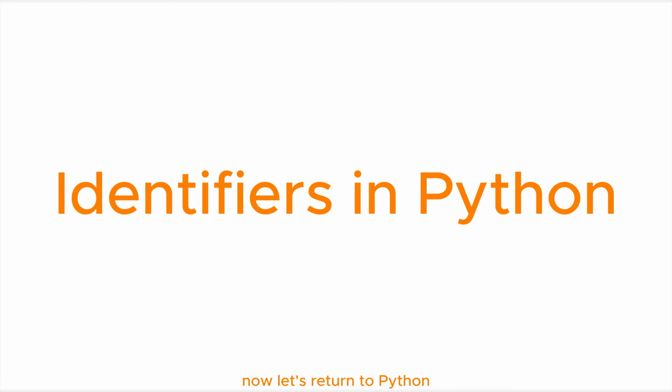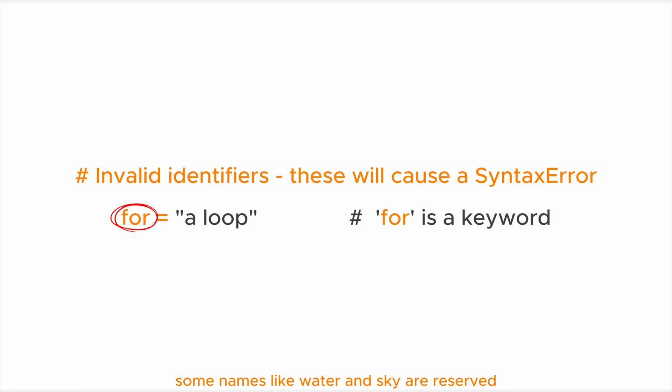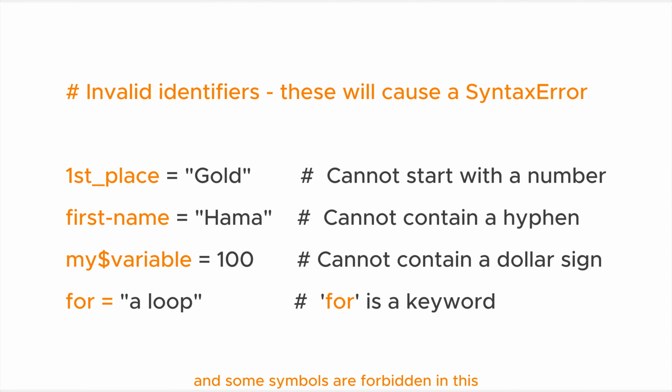Now let's return to Python. In the exact same way, Python has its own set of rules for naming. Some names like water and sky are reserved, and some symbols are forbidden. In this lesson, we are going to learn these rules and conventions.